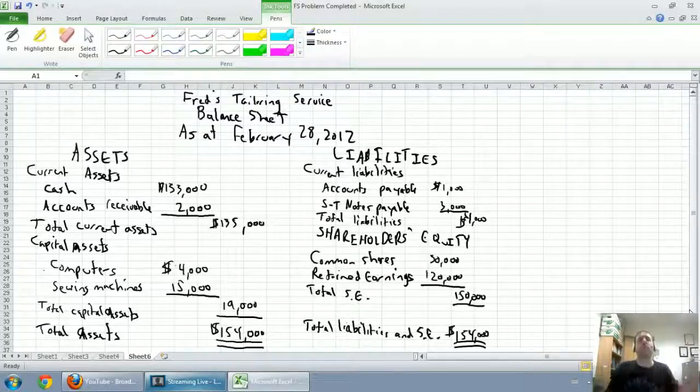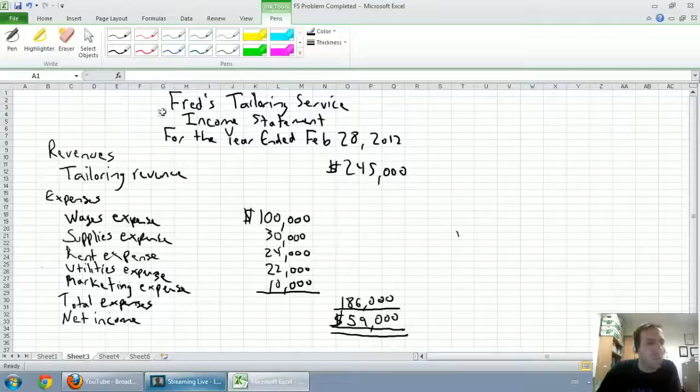Okay, ladies and gentlemen, we've come to the end of our financial statements. We've prepared them all, but now we want to do a bit of rudimentary analysis, just to get a feel for how this company did and just to make sure we understand what we've in fact done. We prepared an income statement. That was our summary of revenues and expenses. Revenues minus expenses equals net income.